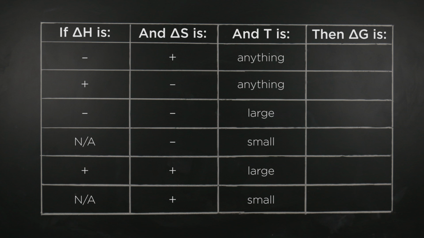This chart is a good way to practice what you have learned in this module. For each of the scenarios indicated, complete the rest of the outcome by making the best possible prediction. As an example, if delta H is negative, delta S is positive, and T is anything, we can predict that the resulting delta G will be negative, indicating a spontaneous reaction.